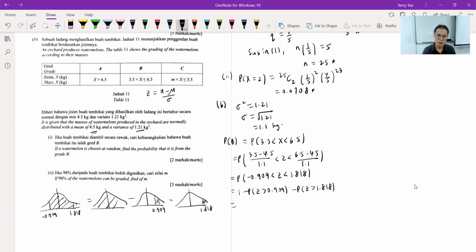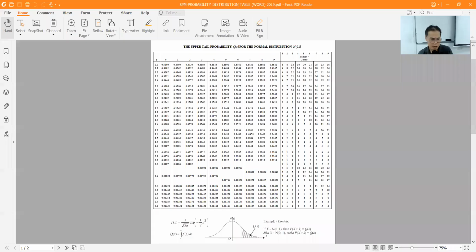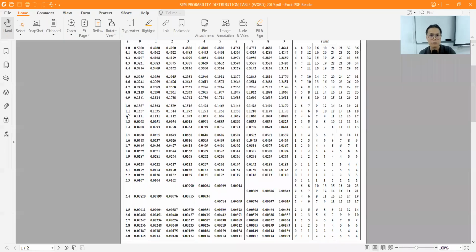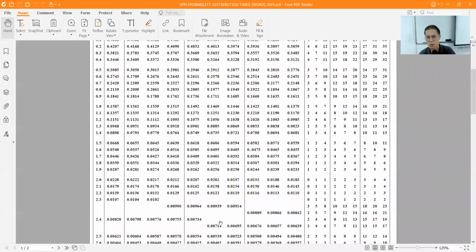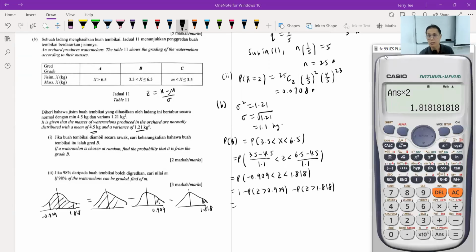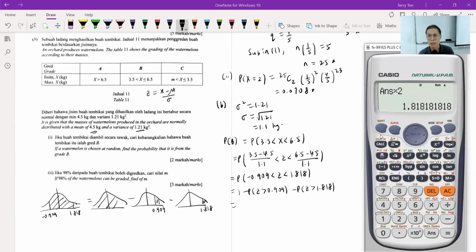Okay, now here we can read from the mathematical table if you want, but personally, I find the mathematical table a bit slower because you have to really find one by one like this. So I want to show you how to use your calculator, since most of you have at least this calculator, right? Yeah, the silver one. Even the gray one, 570 MS, also can do the same.